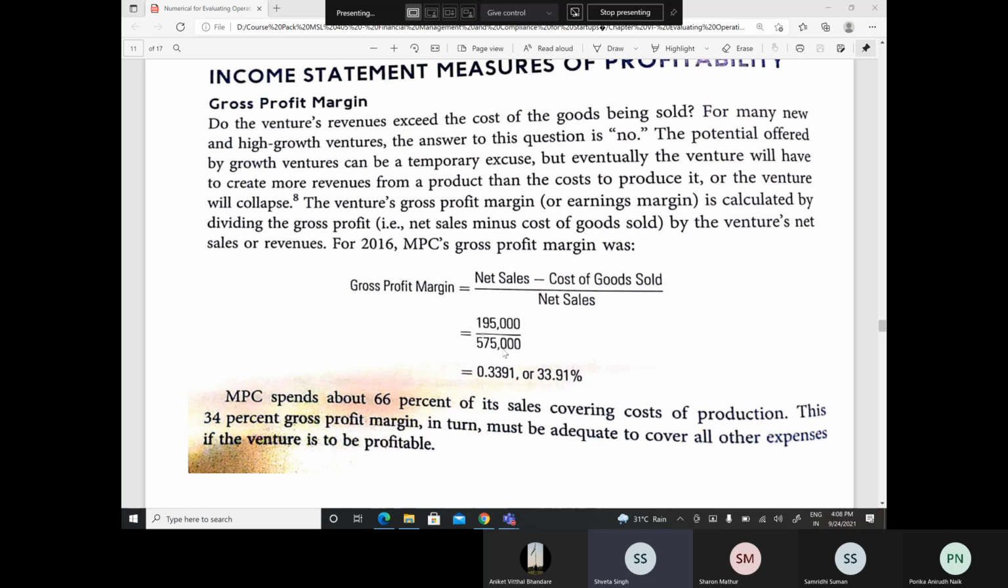For 2016, MPC's gross profit margin was gross profit margin is equal to net sales minus COGS upon net sales, which is 195,000 divided by 575,000, which comes out to be 0.3391 or 33.91%.